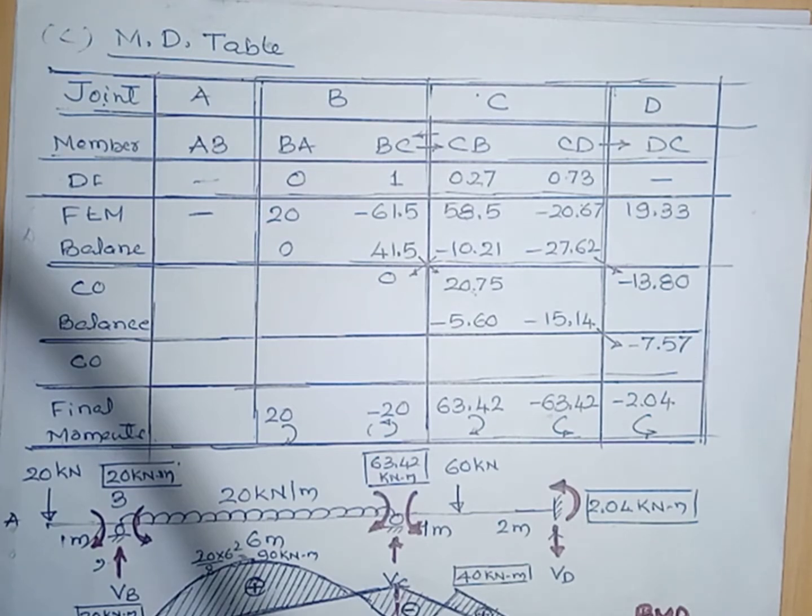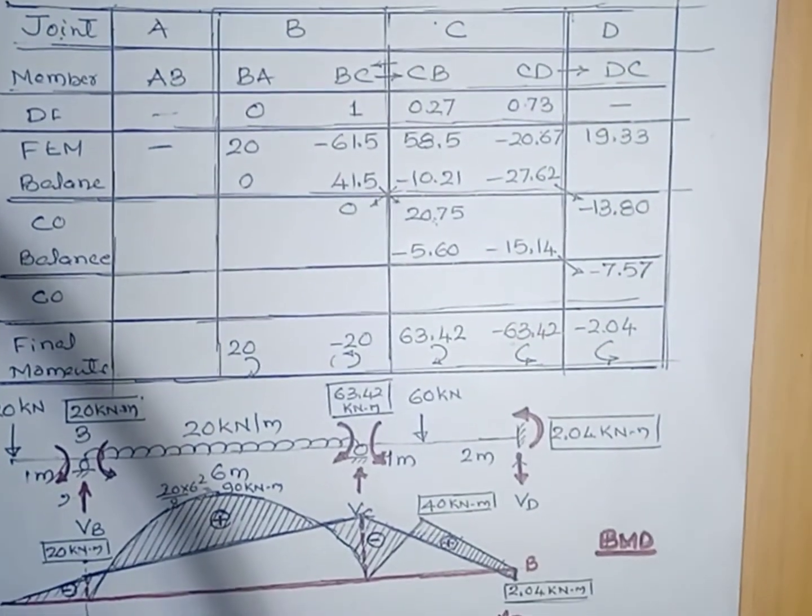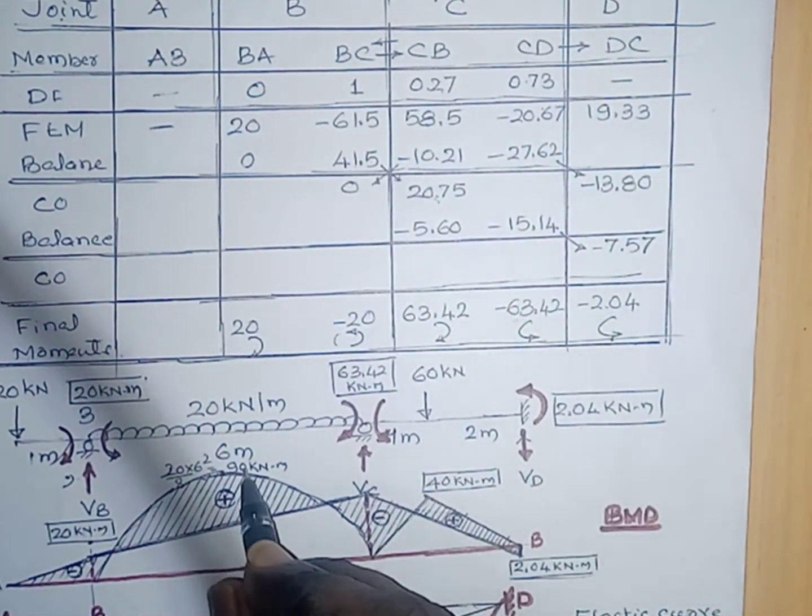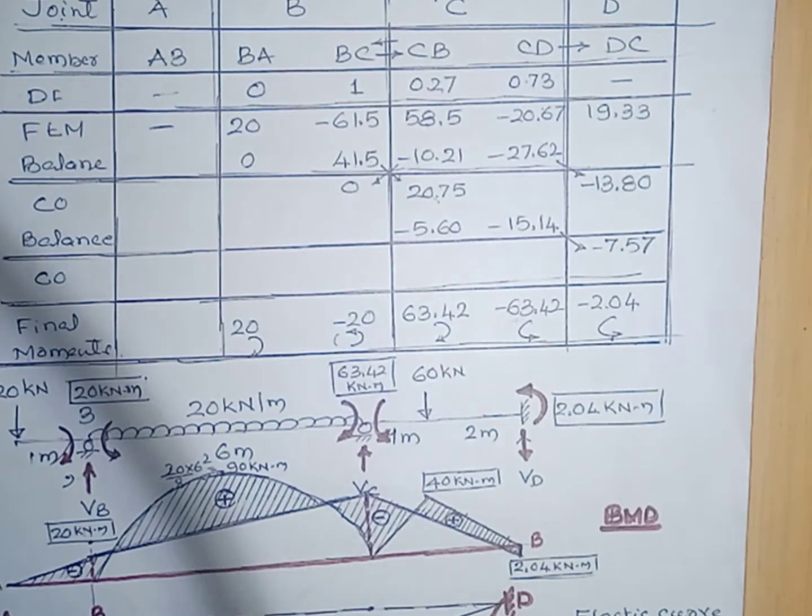Then the simply supported beam bending moment. Here A to B, that is 20 into 1, that we have already written. At this end that is 0, at this end that is 20 kilonewton meter. That is hogging, hence that is negative. Here this is subjected to a UDL of 20 kilonewton per meter over a length of 6 meter. The maximum bending moment due to UDL for the simply supported beam is WL square by 8, that is 20 into 6 square by 8. That one is positive. Here the maximum bending moment ordinate is 90 kilonewton meter.